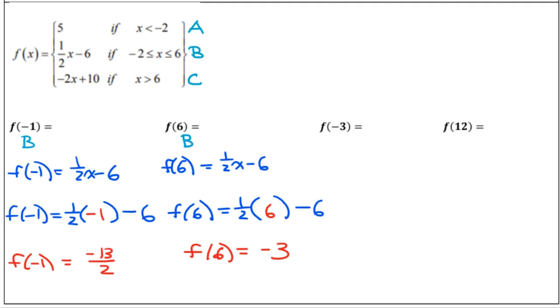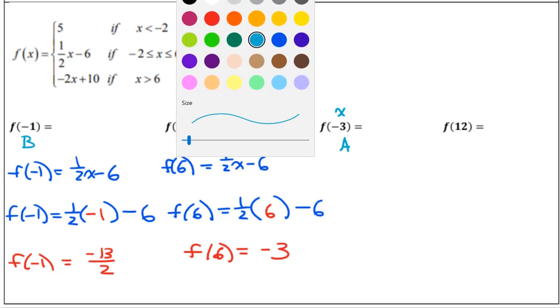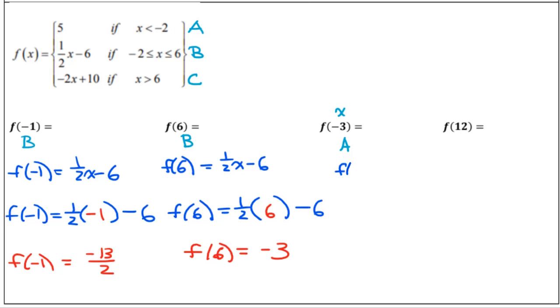Okay, moving on to the next number. F of -3. Remember, this is representing an x value. Where is -3? -3 is less than -2, so it's going to be choice A. And then all I have to write, I'm looking at the function right now, is 5. And guess what? That's it. I'm done. So somewhere on this graph, after it gets less than -2, the answer is always going to be 5. So that's going to look like a straight line on my graph.